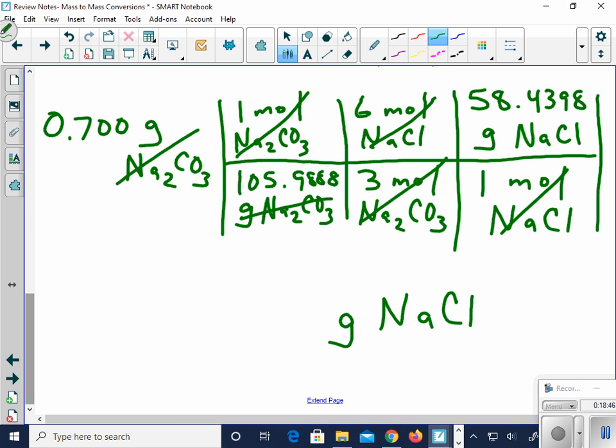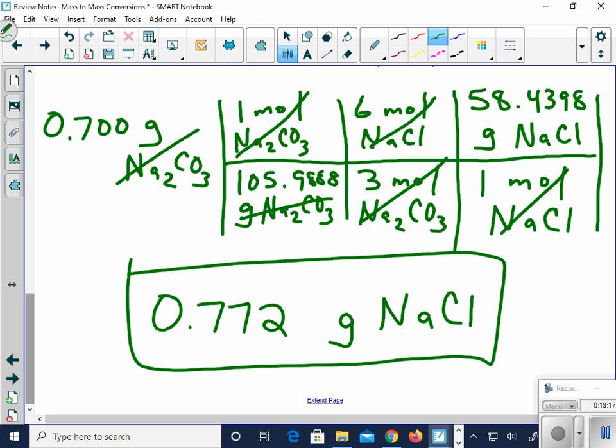So I take 0.700 divided by 105.9888, multiply by 6, divided by 3, multiply by 58.4398, and I get a value with 1, 2, 3 sig figs to be 0.772 grams of sodium chloride.